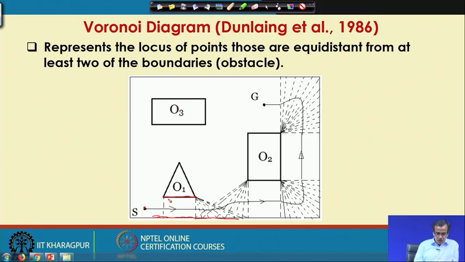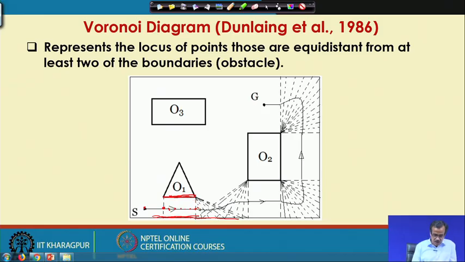So, what we do is we consider this boundary of the obstacle and the boundary of the field, and we try to find out the midpoint. The midpoint of this and this is this particular point. This point is equidistant from the obstacle boundary and the boundary of the field. Similarly, I can find out the midpoint of these two boundaries like this, and I will be able to reach this particular point.